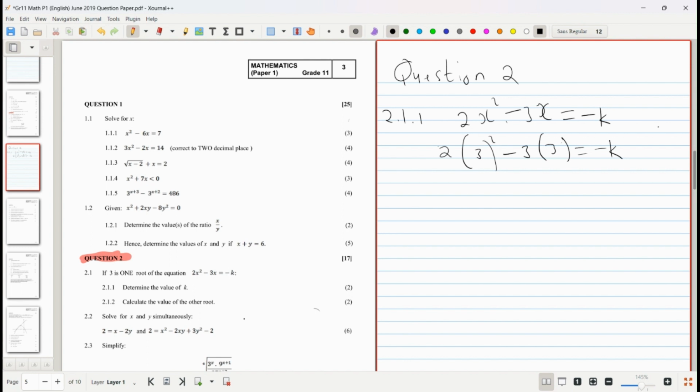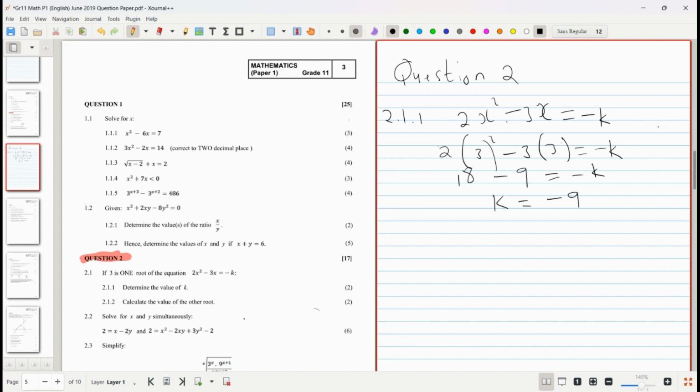So we can simplify this. 2 multiplied by 3 to the power 2. 3 to the power 2 is 9, and 9 multiplied by 2 gives you 18. Then negative 3 multiplied by 3 gives you negative 9. So all this equals negative k, and we can see that k equals negative 9. So we have found our value for k.